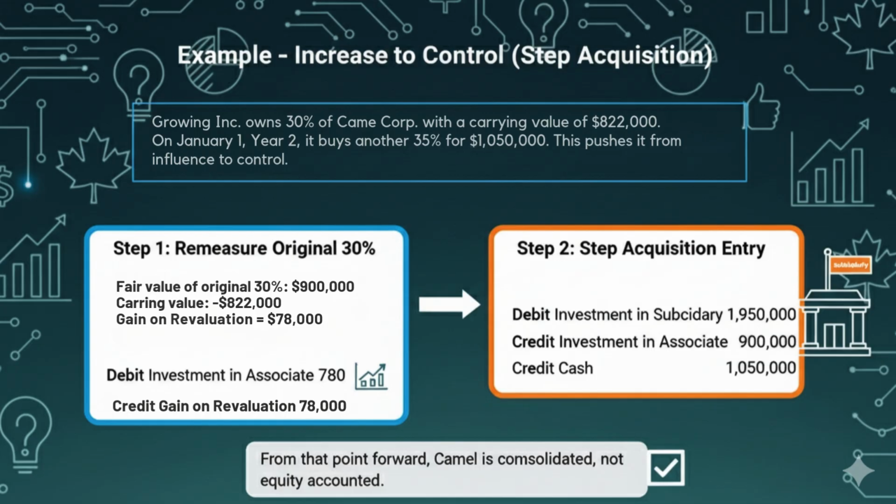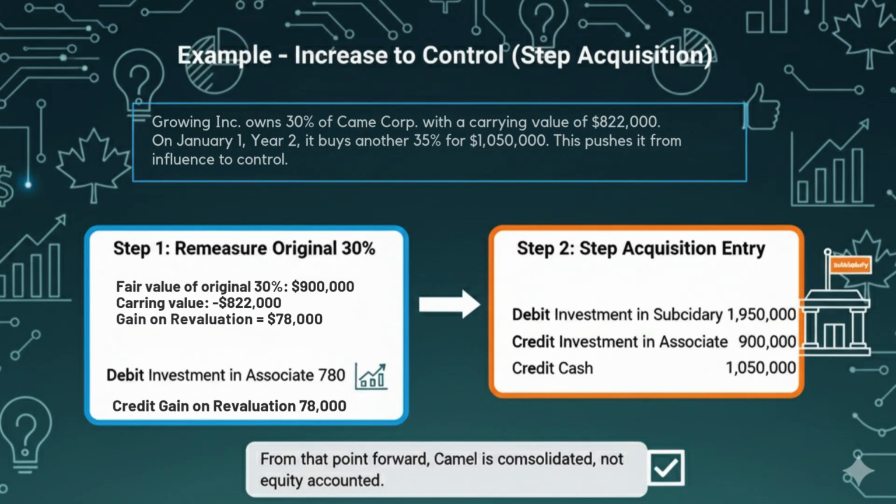Debit investment in associate $78,000. Credit gain on revaluation $78,000. Then the step acquisition entry is debit investment in subsidiary $1,950,000. Credit investment in associate $900,000. Credit cash $1,050,000. From that point forward, Camel is consolidated, not equity accounted.